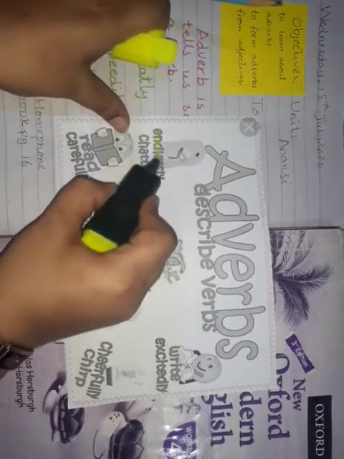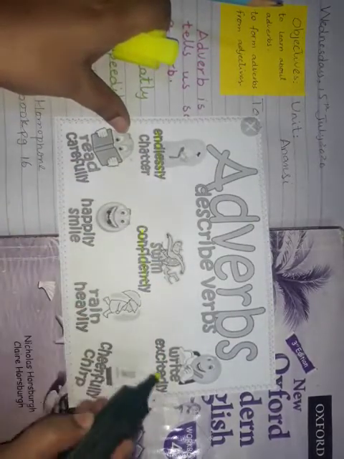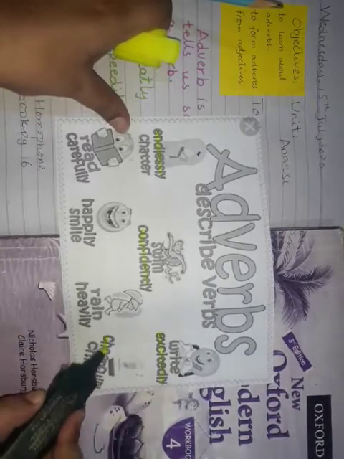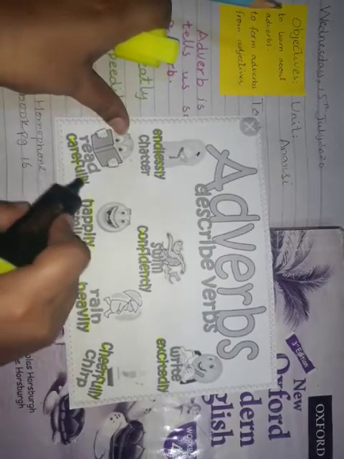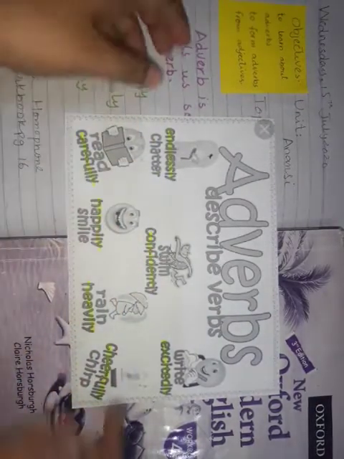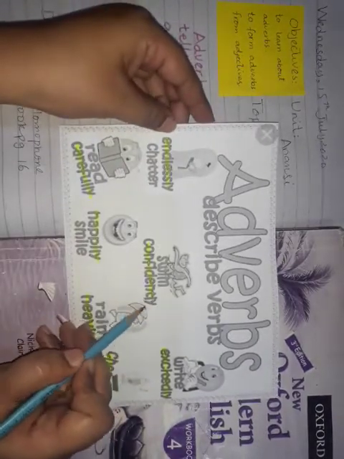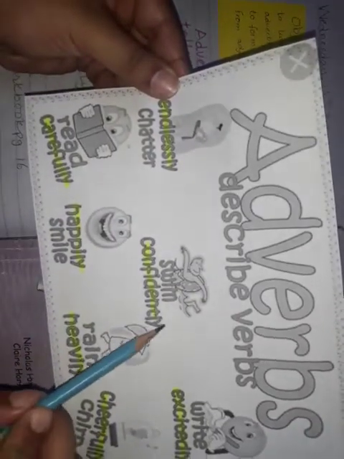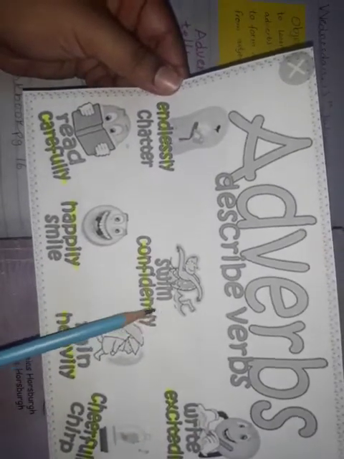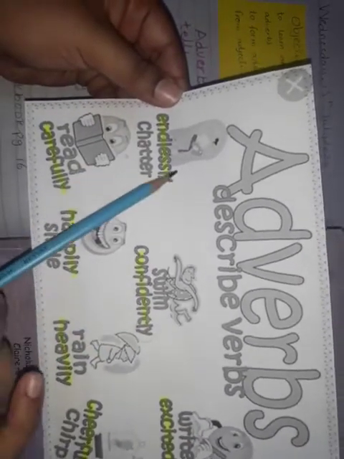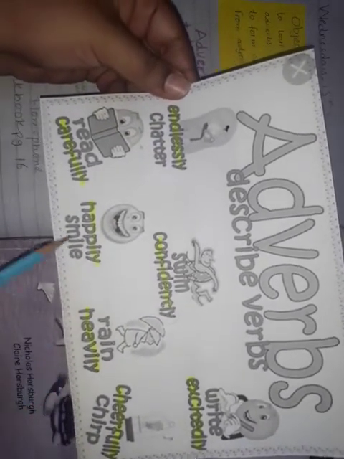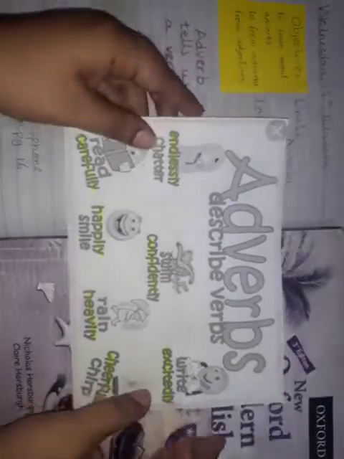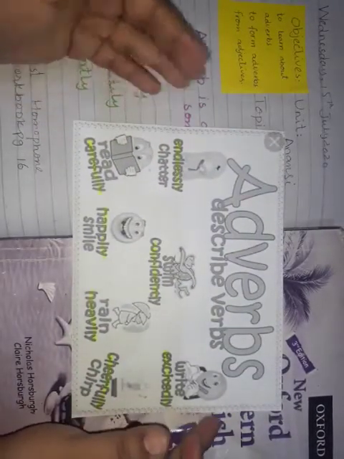And what is common between all of these examples of adverbs? All of these adverbs end with ly. Yes, all of the adverbs end with ly. Let me show you closer. All of the adverbs end with this sound, ly: endlessly, confidently, excitedly, fully, heavily, happily, carefully. So adverbs are the words which are used to describe verbs. Here we saw these examples of adverbs.